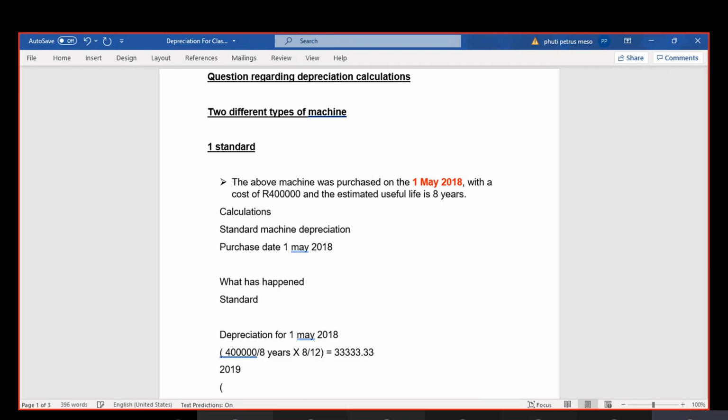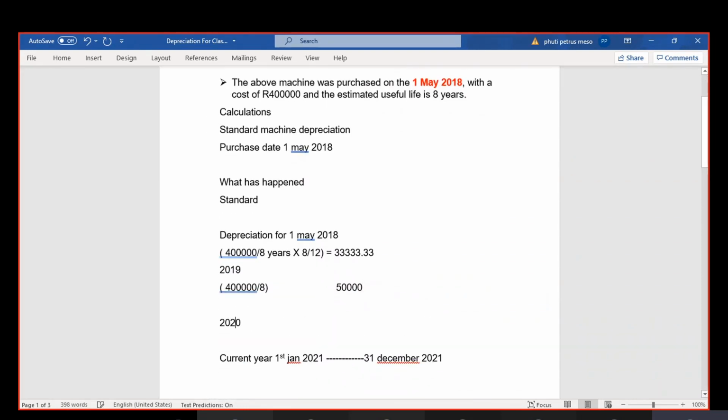2019. What's the depreciation for 2019? MM, I'm trying to get your name. Norman? Sorry, I did not do the calculation. For 2019, as far as I can see, it's a full year, so 50,000. Okay, so it's going to be divided by 8 years, right? Yes. So you're going to have 50,000 rands.